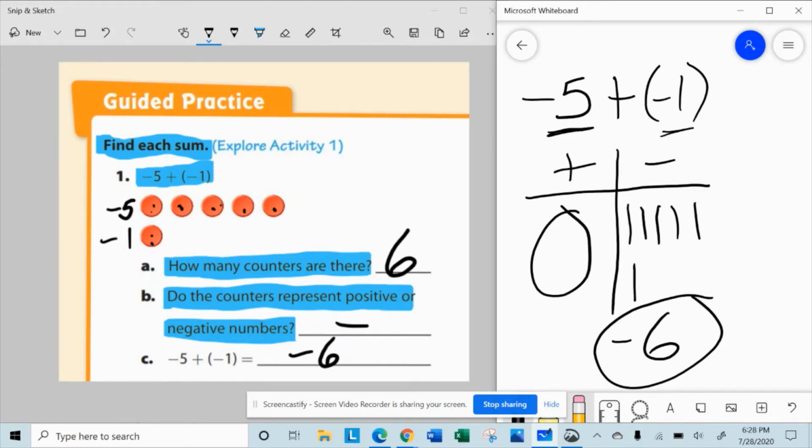So on your own, you're going to try number 2, and we'll go ahead and jump ahead to the next example problem that we'll be doing, okay?